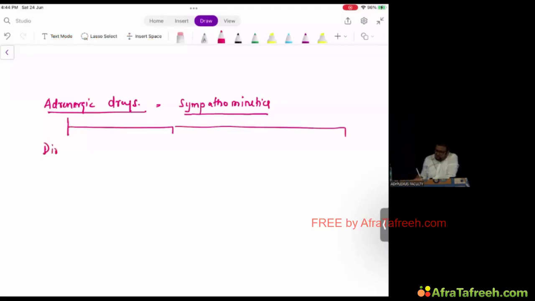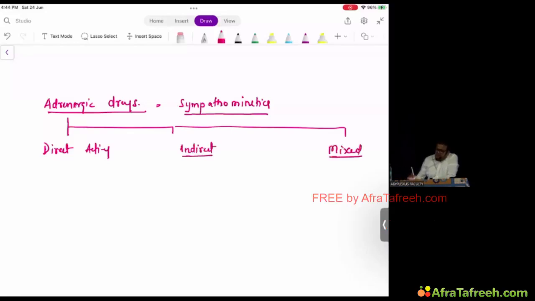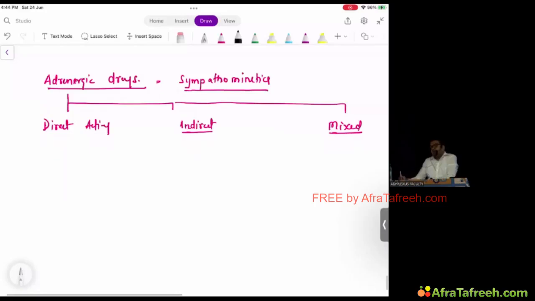First ones are called direct acting. If there is something direct acting, there has to be something called indirect acting, and third one is mixed acting. So three types of adrenergic drugs: direct acting, indirect, and mixed acting.